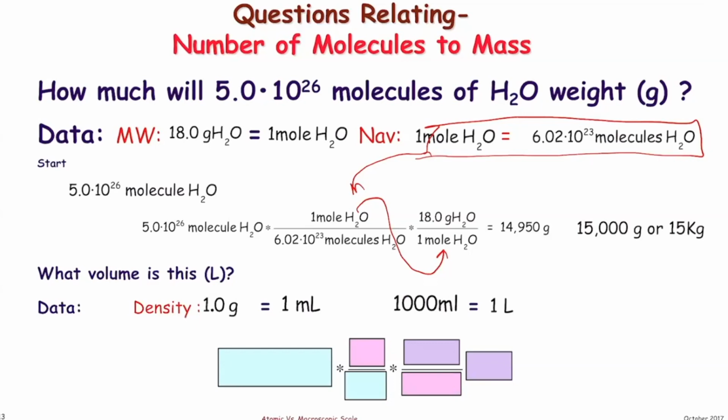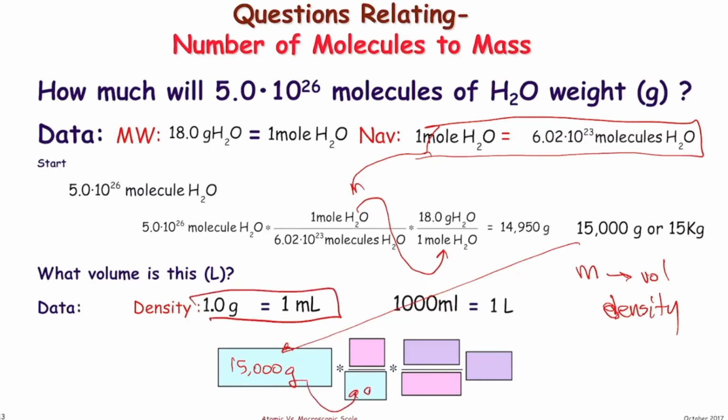What is the volume of this water in liters? What you need to do is worry about the density, because the mass and the volume are related by the density of the material. So we start with 15,000 grams.